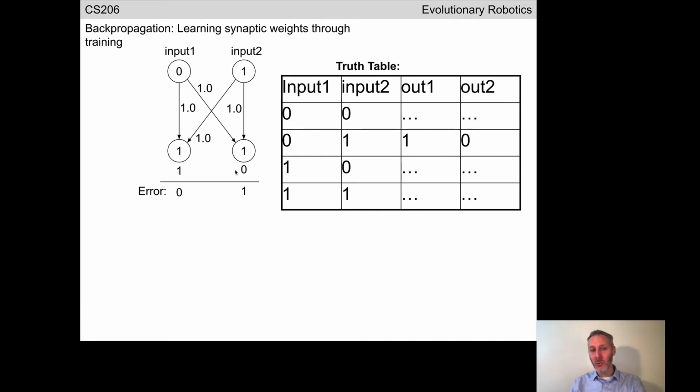So if we put what we wanted down here, we can see that for the first neuron, there is 0 error. The first neuron is doing what it's supposed to be doing. But for the second neuron, there is an error of 1. It is not doing what it is supposed to do. So we can take that error and propagate it backwards.